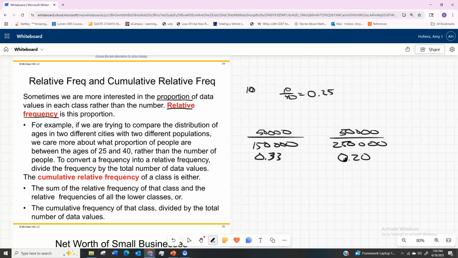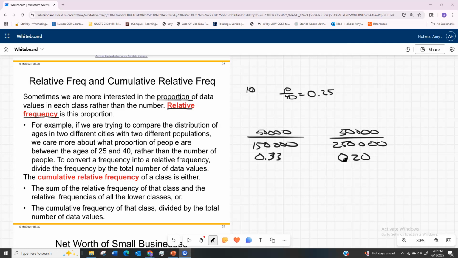Now, when we do cumulative relative frequencies, we're using these relative frequencies. So you can think of it as the proportions, which we could change to percentages. If we're using those values instead of the actual frequency, so the 25.25 instead of the 10, or the 30.33 instead of the 50,000, when you calculate those, you can calculate them 2 different ways and you may get different answers. So what are the 2 different ways? Why can you calculate it 2 different ways?